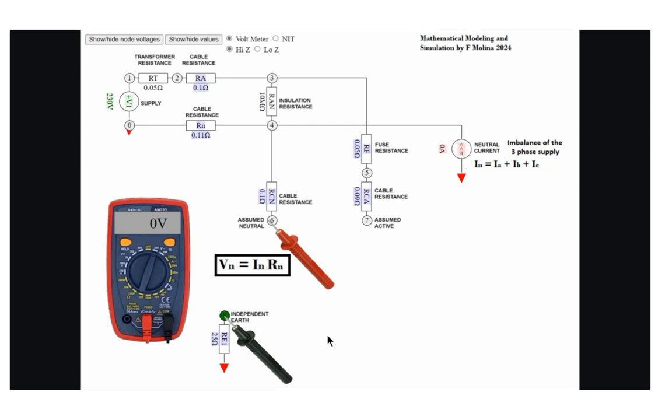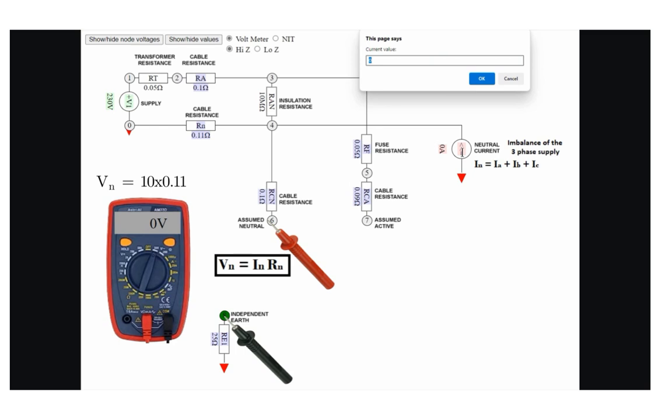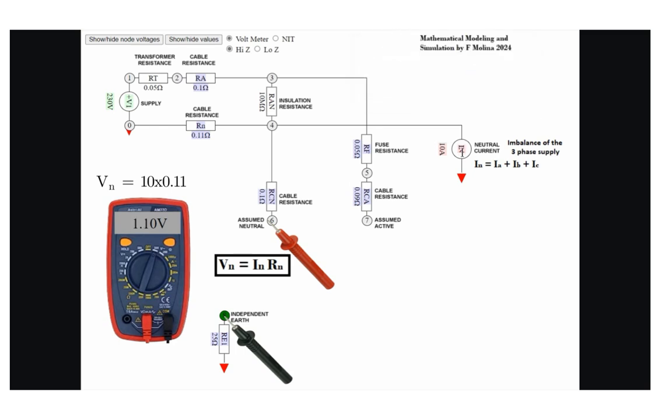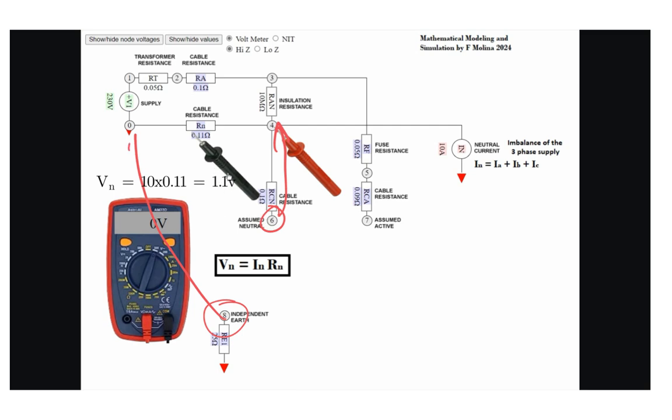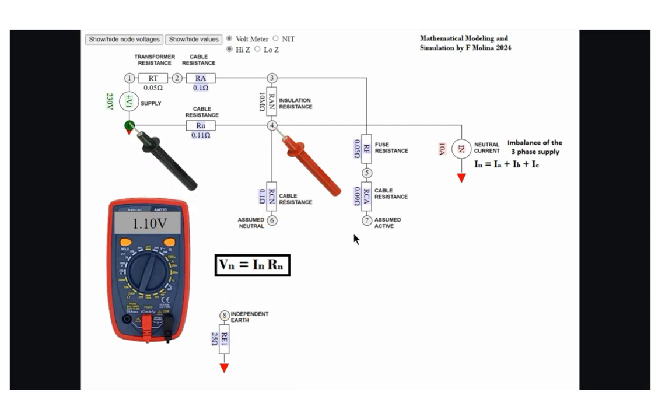Example calculations. If we set the neutral current to 10 amps with a neutral resistance of 0.11 ohms, the neutral voltage will be: neutral voltage equals current times resistance equals 1.1 volts. An important detail here: the voltage between nodes 6 and 8 is the same as between nodes 0 and 4 because no current flows through RCN and RE1. This absence of current means there's no voltage drop across these components.